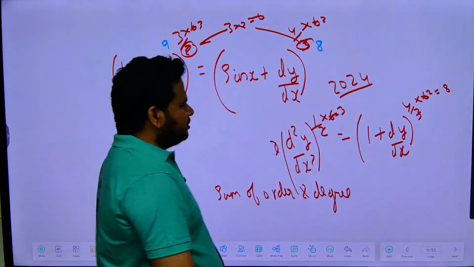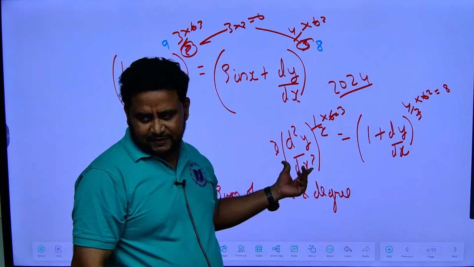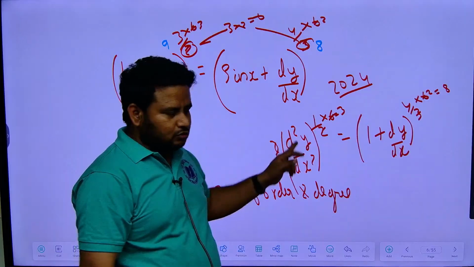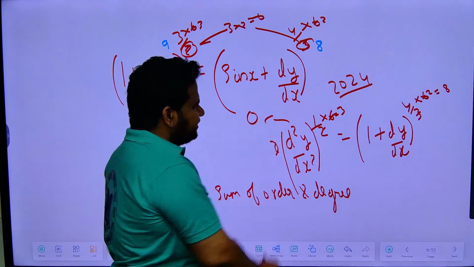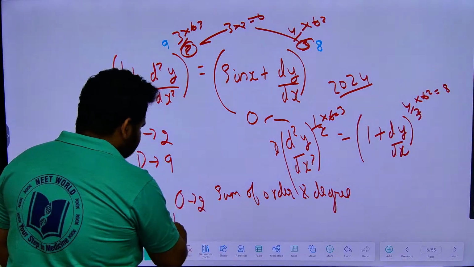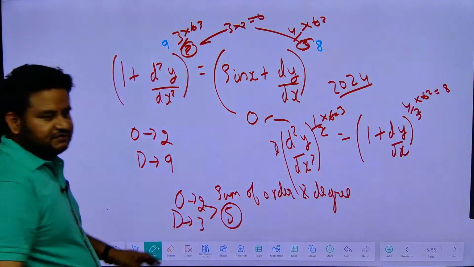Now that has no significance for me, because the highest order derivative is this one, and only for this I can get the degree. So the order is 2 and the degree is 3. Sum of order and degree means 3 plus 2, that is 5. So 5 is the answer.